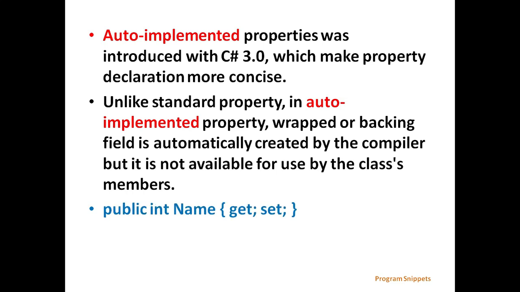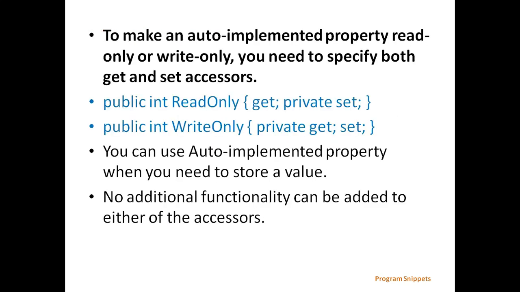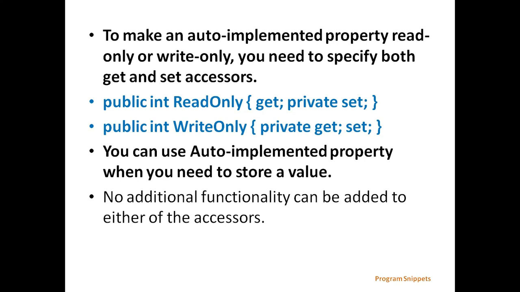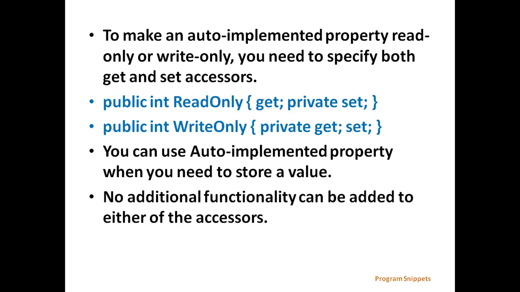General syntax is public int name { get; set; }. To make an auto-implemented property read-only or write-only, you need to specify both the get and set accessors. For example, public int ReadOnly { get; private set; } and public int WriteOnly { private get; set; }. You can use auto-implemented property when you need to store a value. No additional functionality can be added to either of the accessors.